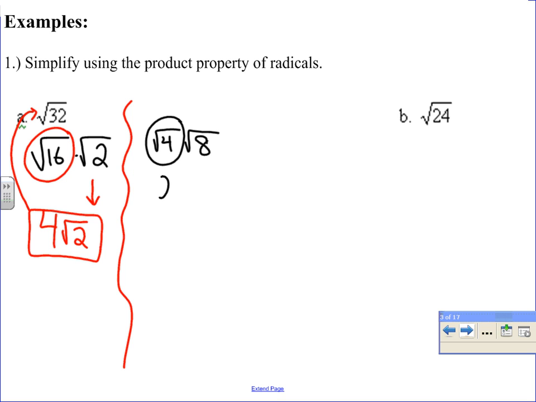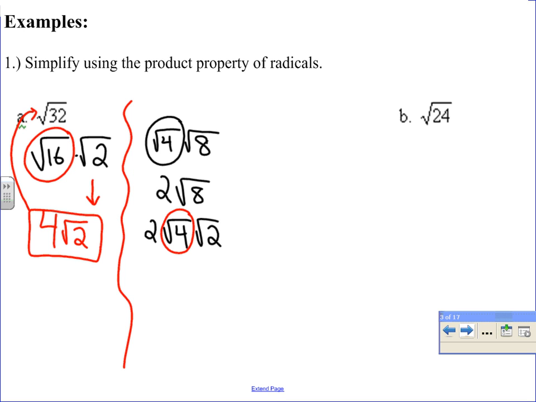Square root of 4 is 2. So take the square root of 4, write it down, rewrite the square root of 8. Next step, this square root of 8, you're not done. It's not completely simplified. You can change square root of 8 to be square root of 4 times square root of 2 using the product property of radicals. Once you do that, you realize square root of 4 is a perfect square.